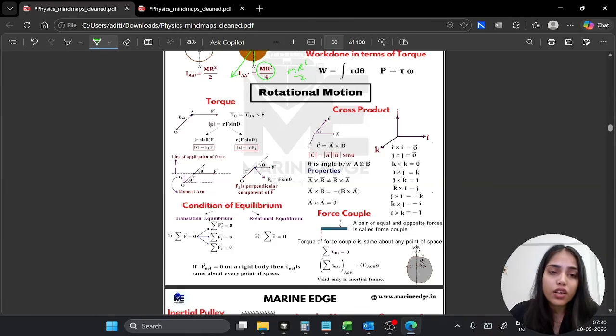Torque is force applied at some angle or at some distance. So torque is equal to force, R cross F. So where will you be seeing torque? Now see, you have seen a door, right? Door is fixed at one end. You apply some force at one end of the door.